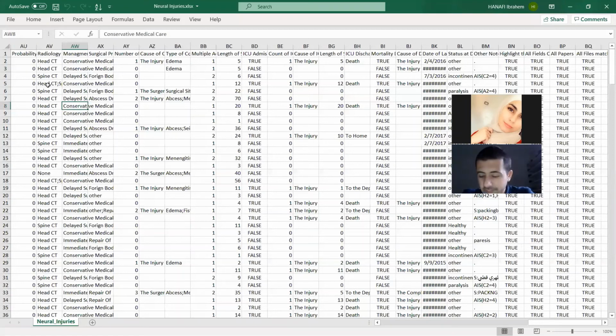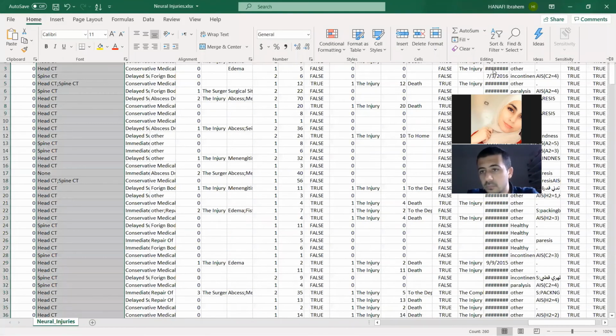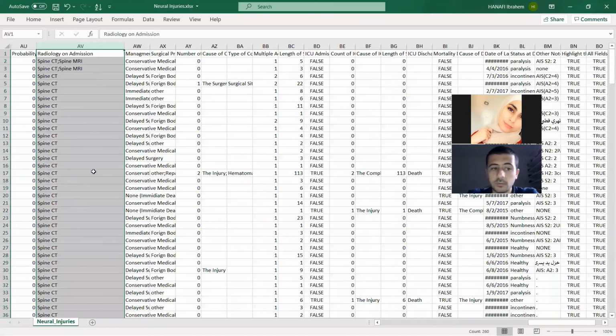This is one of the problems. If you remember, I told you don't put two things in one column, and in that column, I did that. Here we have a spine CT, head CT, head CT, and spine CT. And when I sort them, look at that. They will be classified all alone.